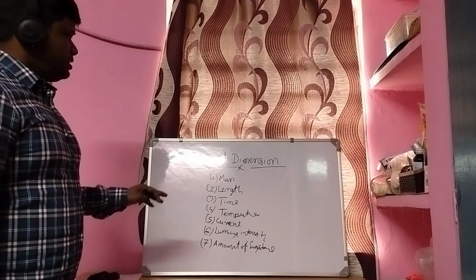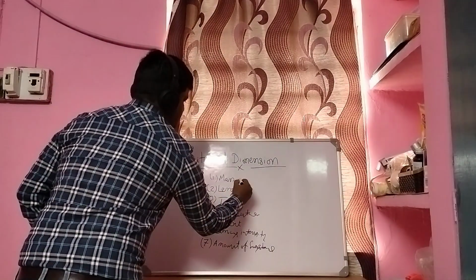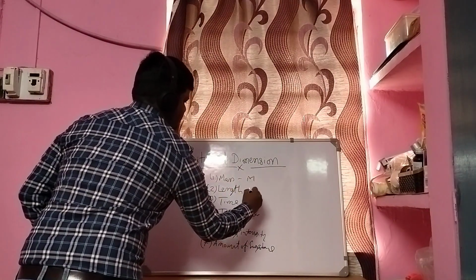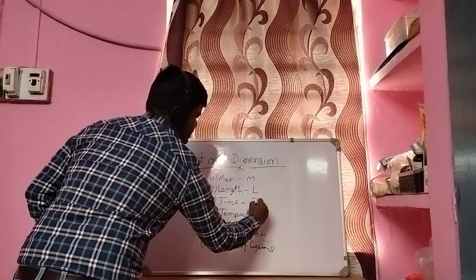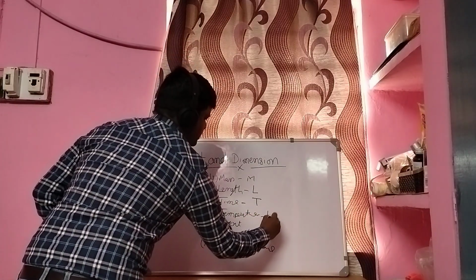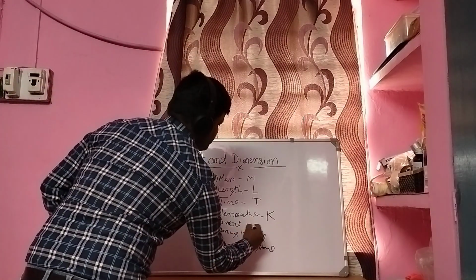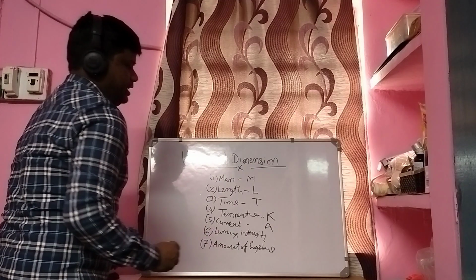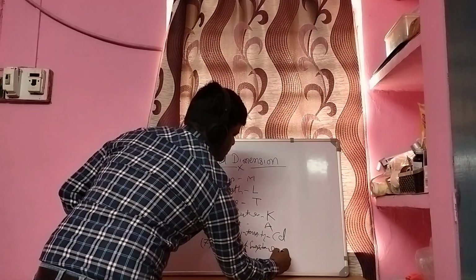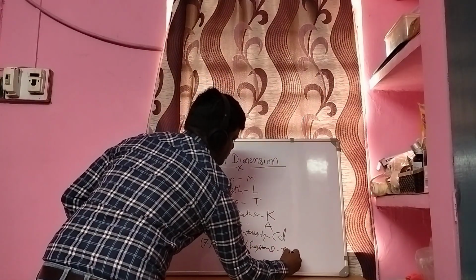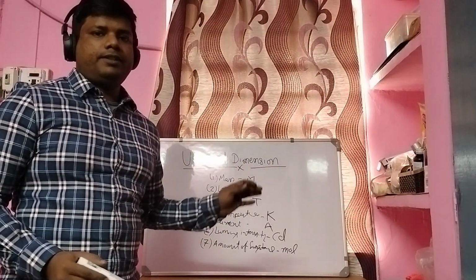And what is the unit of these fundamental quantities? Mass is expressed in terms of M. Length is expressed in terms of L. Time is expressed in terms of T. Temperature is expressed in Kelvin, which is a unit of temperature. Current we measure in terms of ampere. Luminous intensity is measured in terms of candela, and amount of substance is measured in terms of mole. All these things, don't worry, we are going to learn slowly.